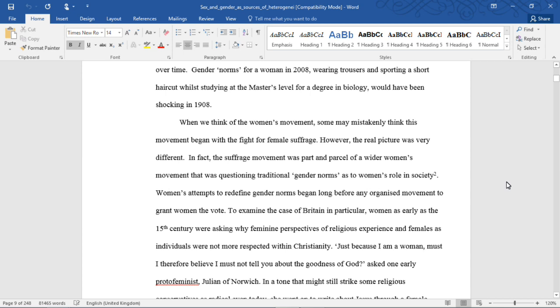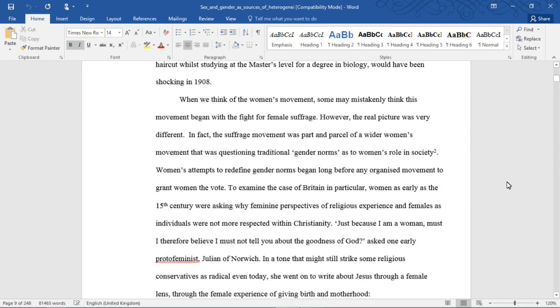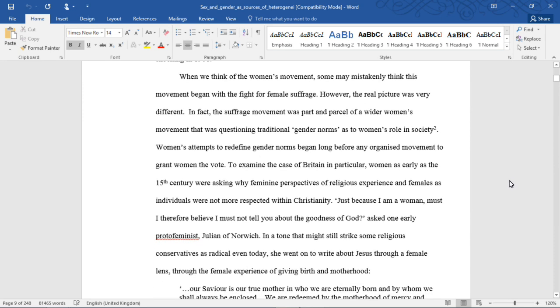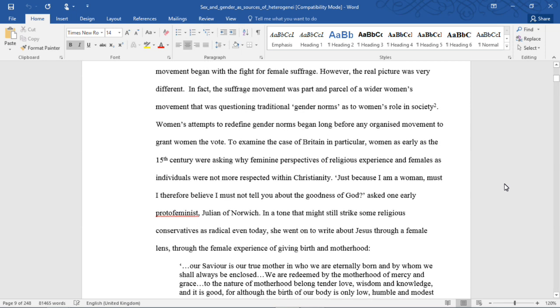When we think of the women's movement, some may mistakenly think this movement began with a fight for female suffrage. However, the real picture was very different. In fact, the suffrage movement was part and parcel of a wider women's movement that was questioning traditional gender norms as to women's roles in society. Women's attempts to redefine gender norms began long before any organized movement to grant women the vote.